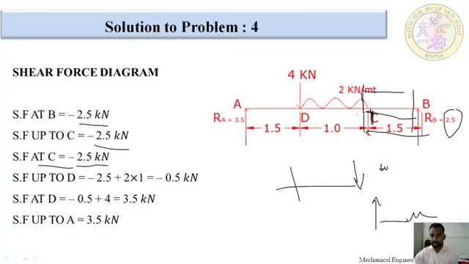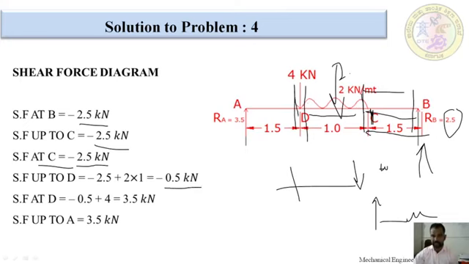But I want to calculate up to here, not here. What is that? This is an imaginary point load of 2 kilonewton. This is an upward force, this is a downward force. This is negative, this is positive. Minus 2.5 plus 2 into 1. For that reason we got negative 0.5. Up to here we are having negative 0.5.